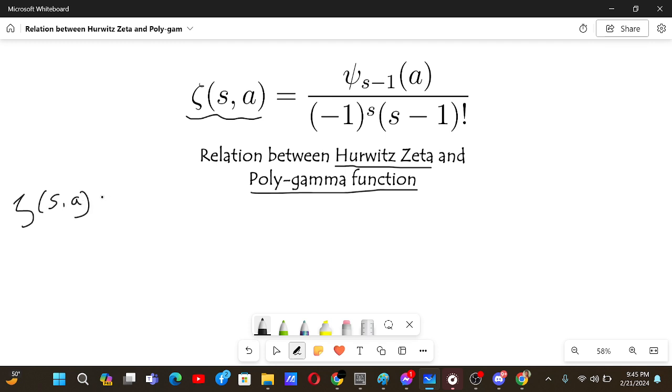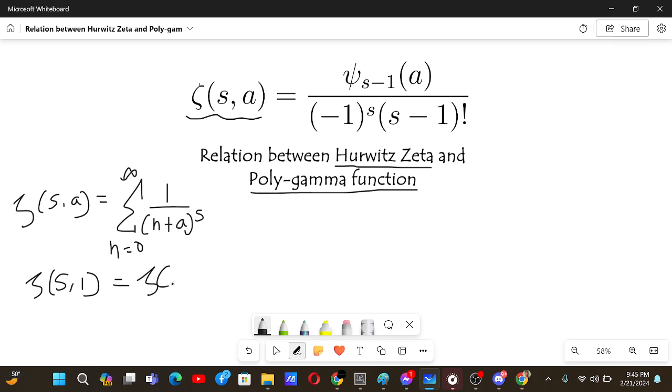is defined as the sum going from n equals 0 to infinity of 1 by n plus a to the power s. So this is basically the Hurwitz zeta function, and if a is 1, then Hurwitz zeta of s comma 1 is our normal Riemann zeta function. Okay, and that is all about Hurwitz zeta that you need to know. And now let's go to the polygamma function.